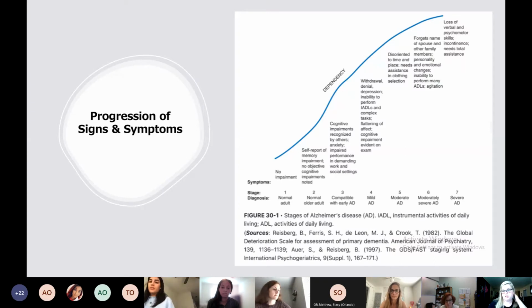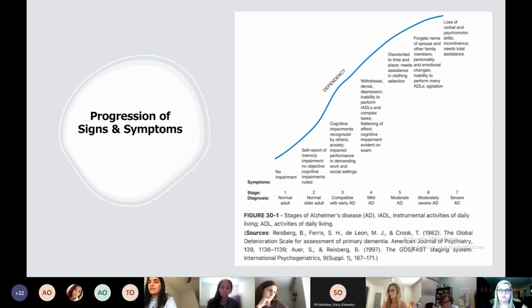Did you want to do it, Mira, or do you want someone else to do it? Was it your slide? It's fine. I can cover it. So stage 1, normal adult, where everybody is baseline. So there's no impairment at this stage.